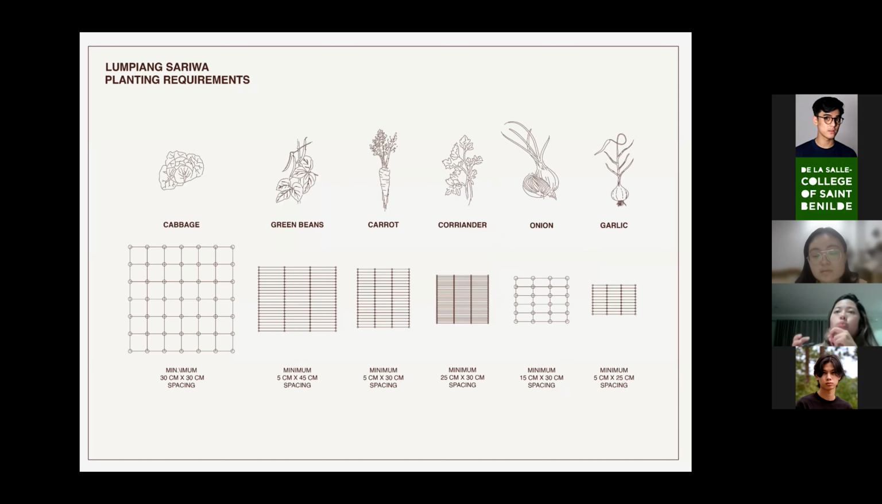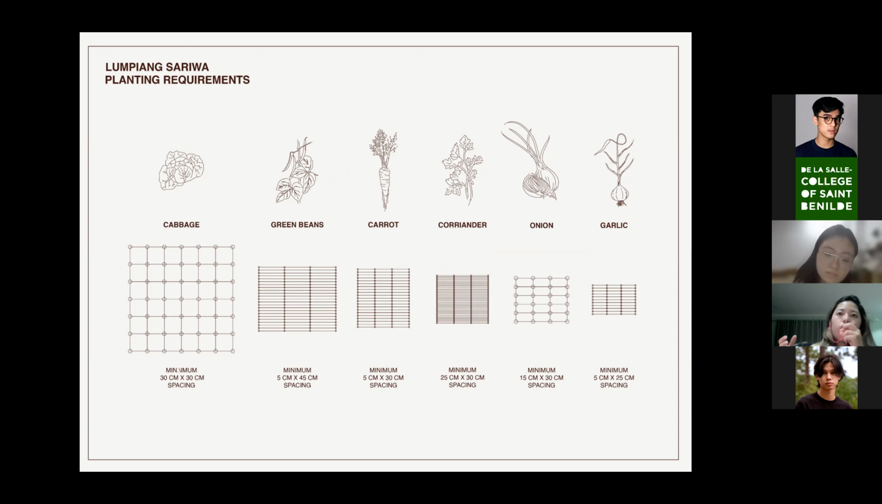So since one of our main focuses was agriculture, we wanted to include different plants that we focused on specifically for this sample of the fabric building, since the typology that we focused on was a shop house.